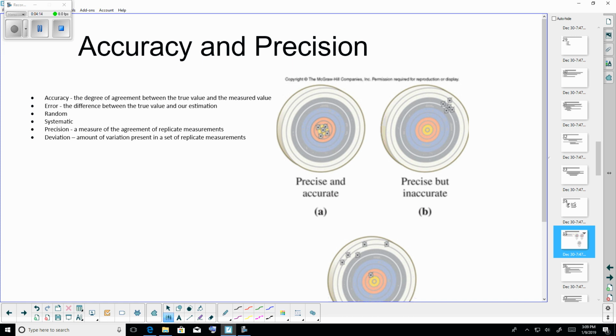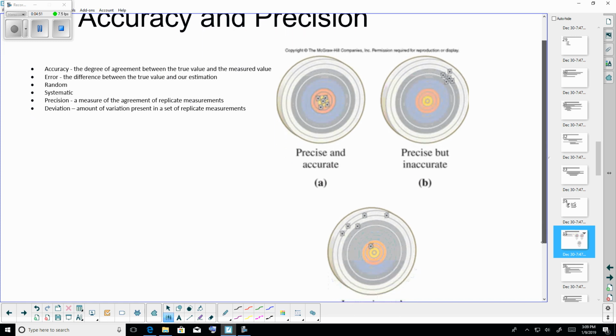Talking about accuracy and precision. When we're doing measurements, we want to be accurate and precise. What's the difference? Accuracy is the degree of agreement between the true value and the measured value. Error is the difference between the true value and our estimation. And there are 2 types of error, random and systematic. Precision is a measure of agreement of replicate measurements, and deviation is the amount of variation present in the set of replicate measurements.